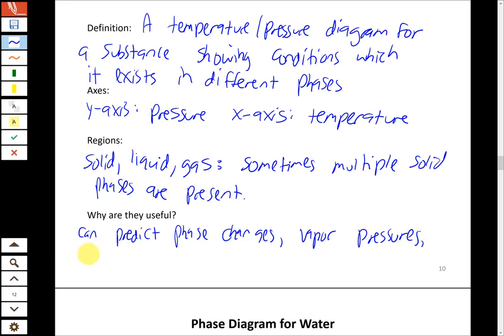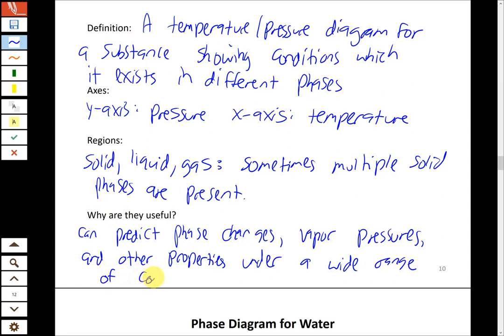And there's other properties that you can also predict that we'll see. And you're able to do this under a wide range of conditions, because for a lot of phase diagrams, it depends on the substance and everything, but they'll have temperatures that go out to 1,000 Kelvin or more, and they'll have pressures that go up to hundreds or thousands of atmospheres, depending on what substance it is and how extreme of conditions it's been studied under. So under that huge wide range of conditions, you can make predictions about how it'll be.